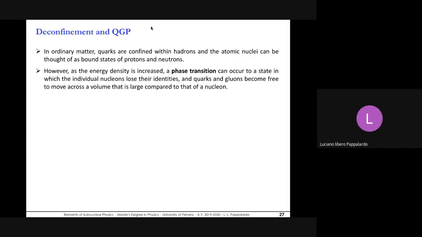So, in ordinary matter, quarks, as you know, are confined within hadrons, and the atomic nuclei can be thought of as bound states of protons and neutrons. This is standard nuclear matter. However, as the energy density is increased, a phase transition can occur to a state in which the individual nucleons lose their identities and the quarks and the gluons become free to move. So free to leave essentially the nucleon boundaries and to move across a volume that is larger than that of a nucleon.